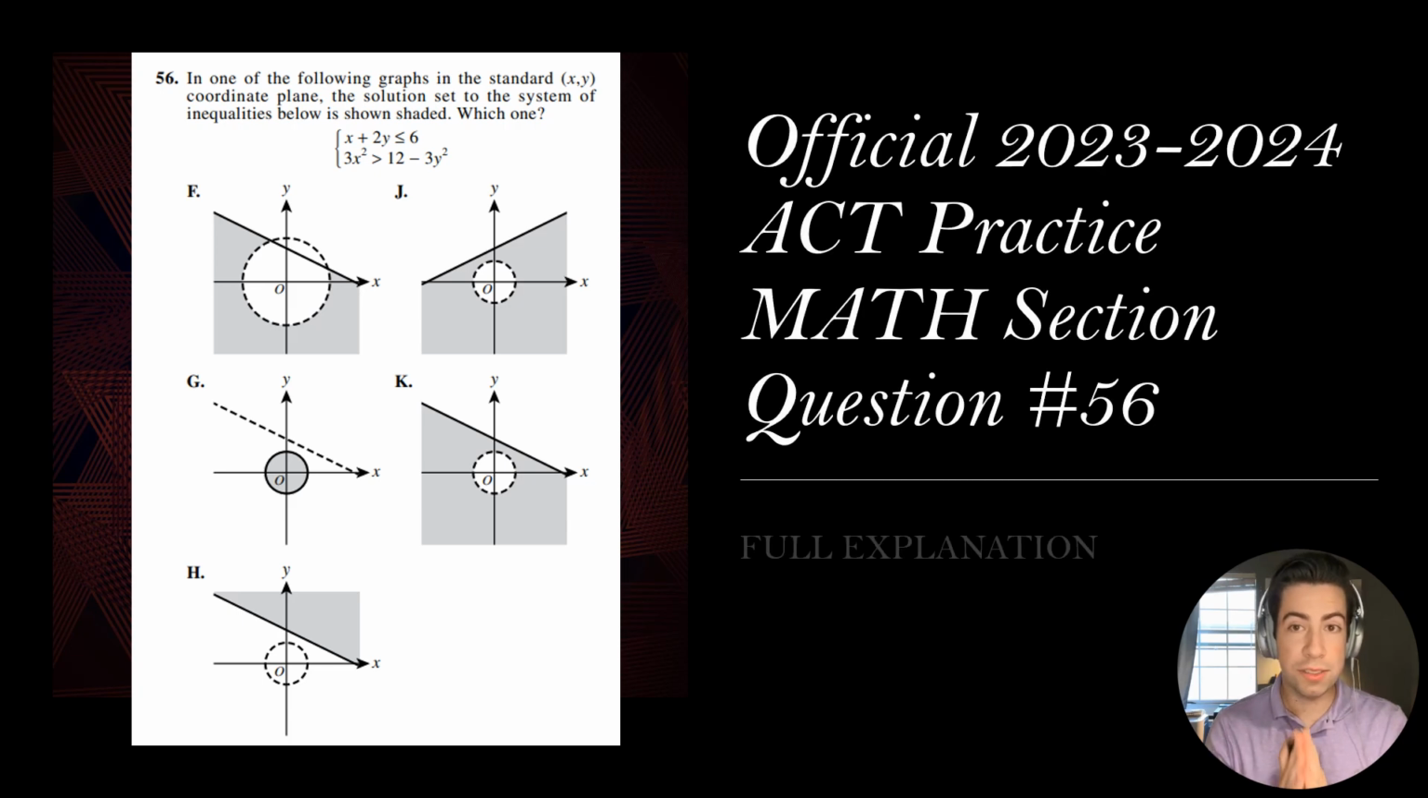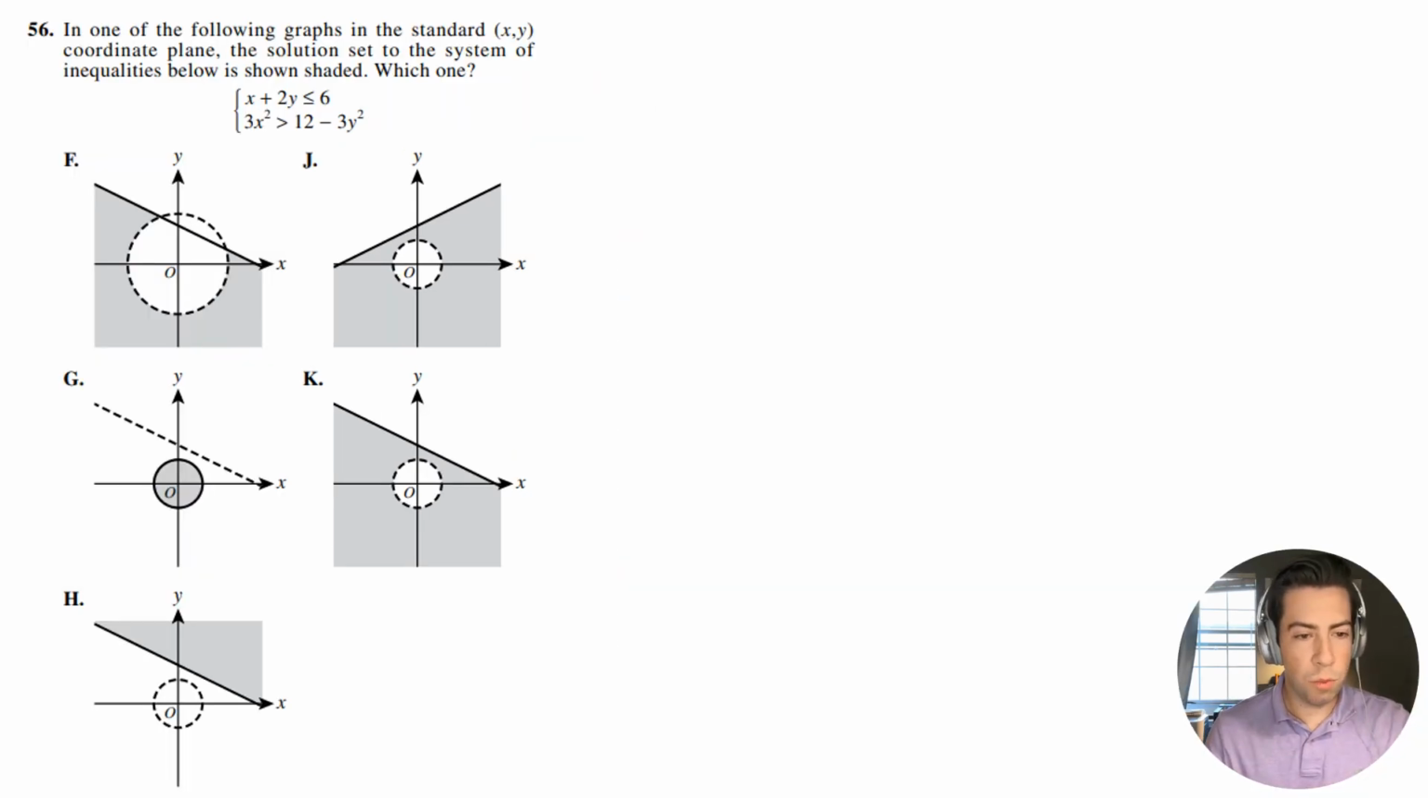All right, question number 56, let's get right into it. So we have, in one of the following graphs in the standard XY coordinate plane, the solution set to the system of the inequalities below is shown shaded. Which one? So guys, we've got to figure out which of these graphs here is the right graph that corresponds to these systems of inequalities.